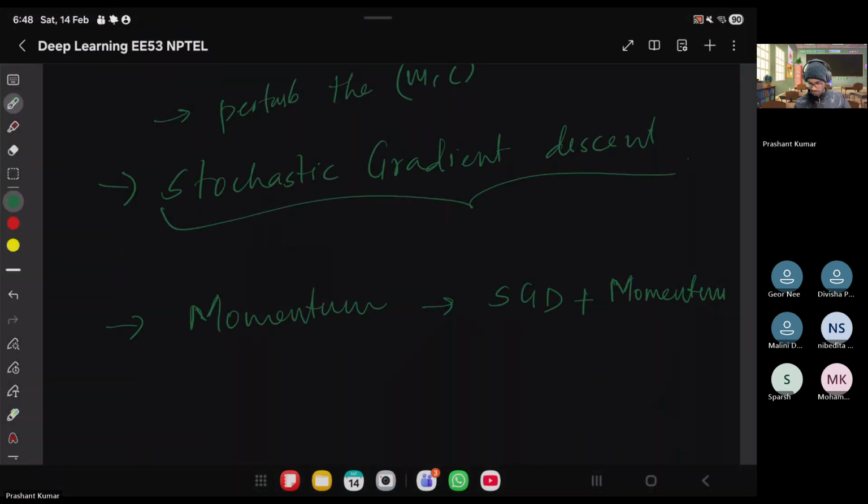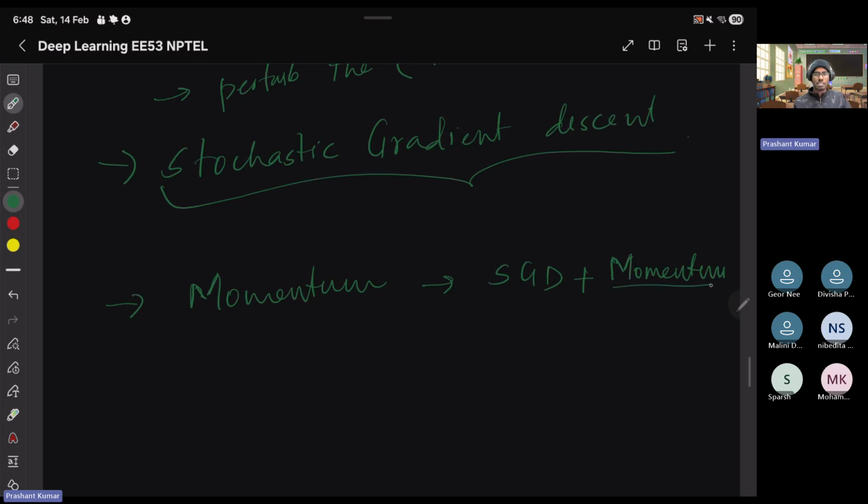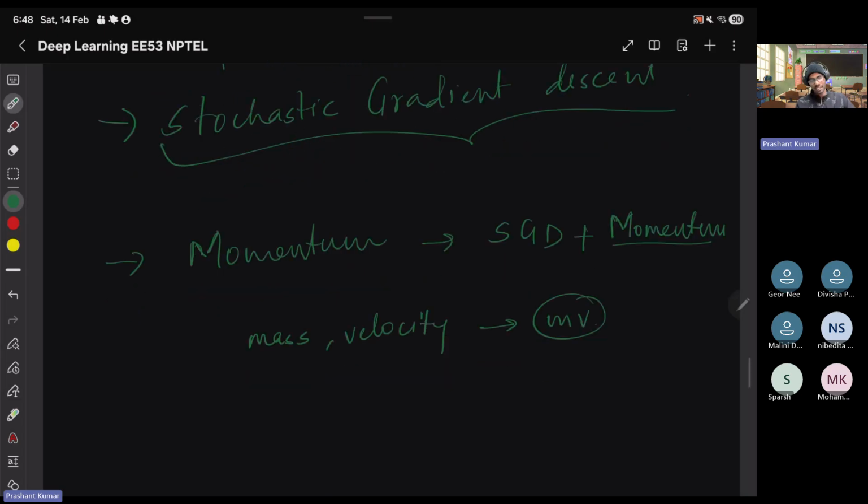So what is called momentum? If you know the physics, when there is some mass and it has some velocity, you multiply them, and that is the momentum, right? So here we are saying that whatever loss I have got has unit mass, and the velocity is basically the gradient.